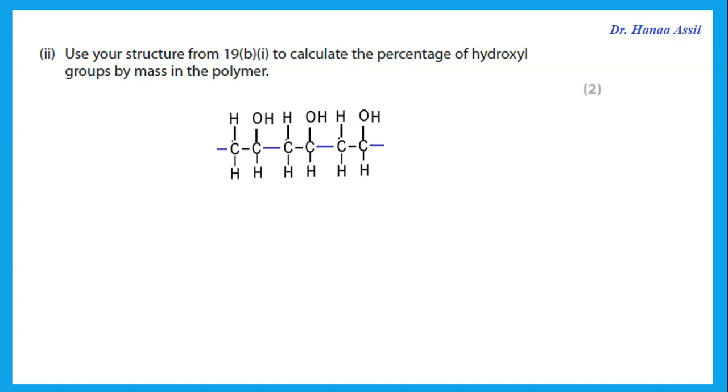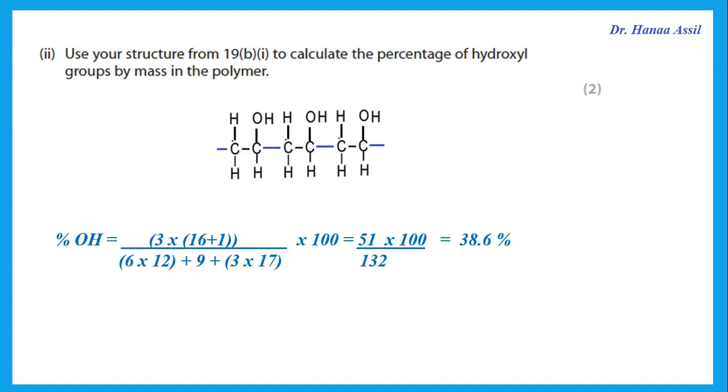Use your structure to calculate the percentage of hydroxyl groups by mass in the polymer. So this was the polymer, and we're required to calculate the percentage hydroxyl groups. Of course, in this, hydroxyl groups, we have 3 of them. So over the total MR times 100, this gives 38.6%.